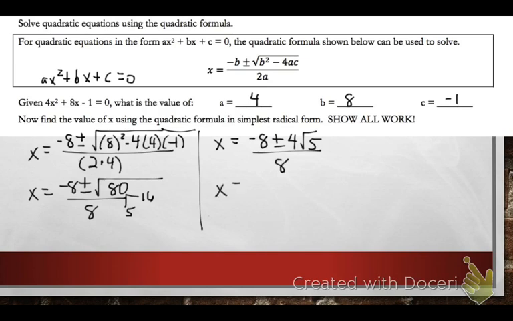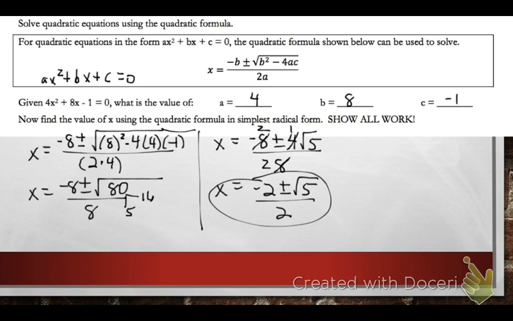Now the very last thing is to see if we have a common factor. And I do between my three terms. So I can divide my first negative 8 by 4, which will give me negative 2. This 4 by 4 is 1, and 8 by 4 here is 2. So our final answer is negative 2 plus or minus 1, but I don't need to write that 1, times the square root of 5, all divided by 2.